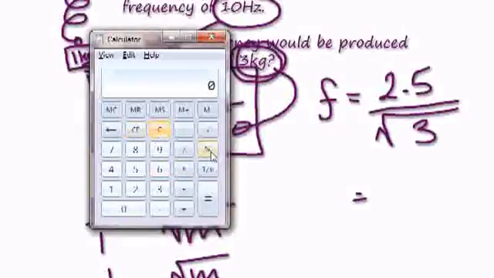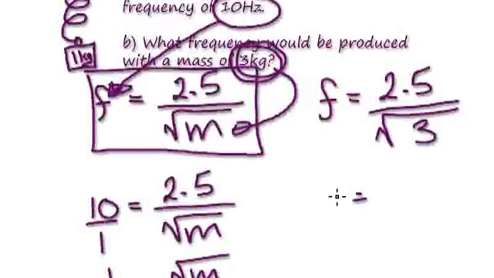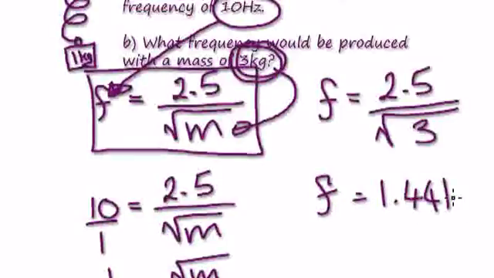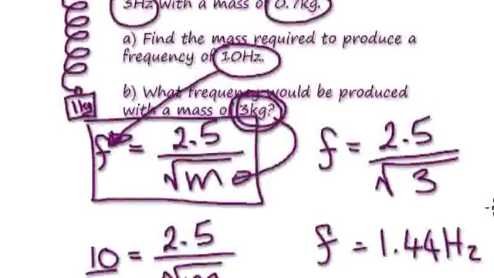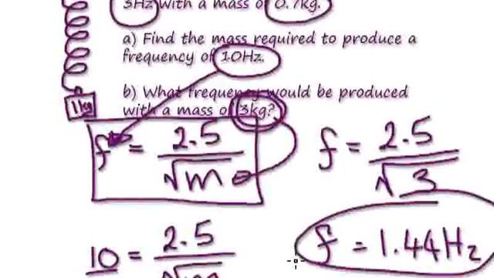Let me cancel this. I'm going to do root 3 first. So 3 square root of that, put it into memory. Yep, it's in memory. And then 2.5 divided by my memory equals this. So the frequency f here equals 1.44 hertz. Okay, so this would be your answer to question B.